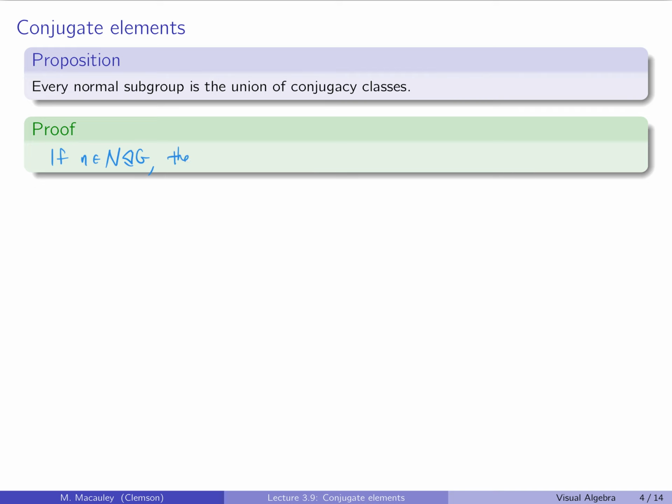So if n is in the normal subgroup N, then x n x inverse has to be in x N x inverse. But since N is normal, this has to be N. And that means that every conjugate of little n is in the subgroup big N. So this means that the entire conjugacy class is contained in big N. And that's the end of the proof.